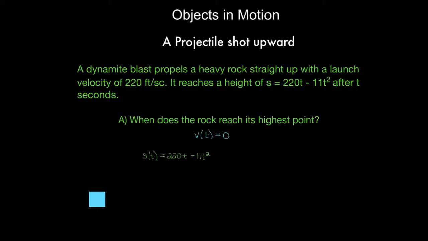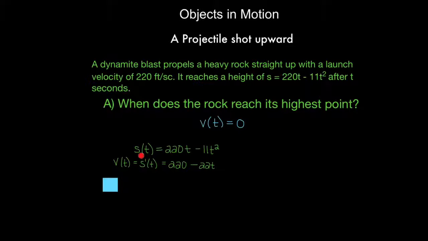In order to do this, we must first find the velocity. Remember, velocity is the derivative of the position function. So using the power rule, we take the derivative of the position function and get 220 minus 22t as our velocity. Again, we want to find when the velocity is 0, so we're going to set velocity equal to 0 to find the value of t.